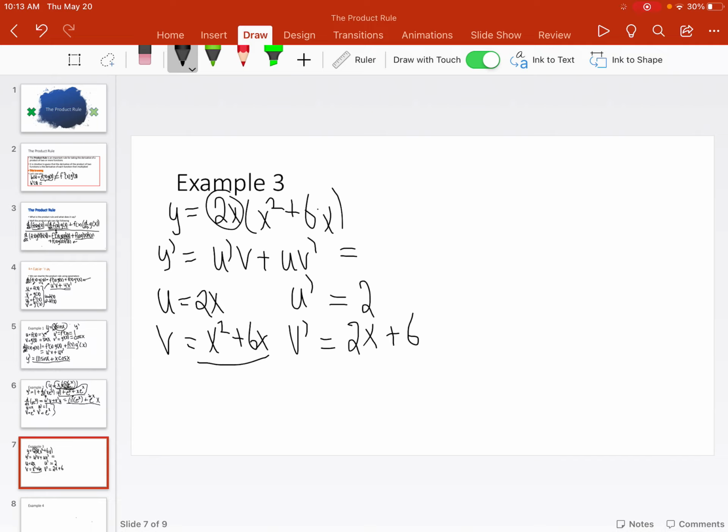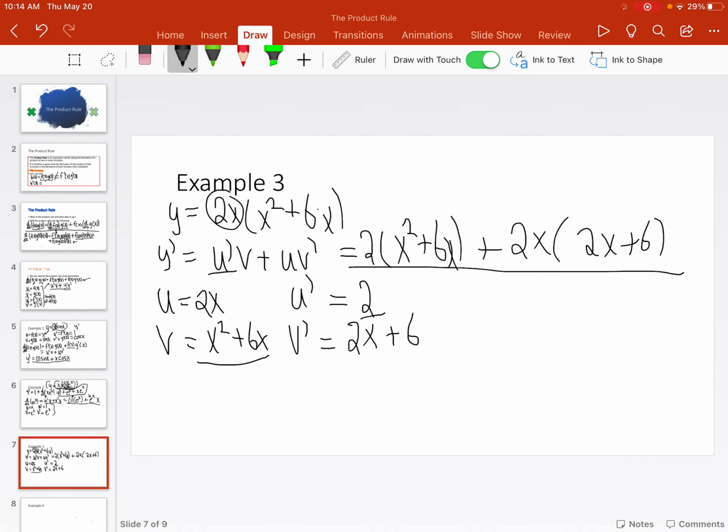Well, what's u prime? It's our first term, right? Well, it's just 2. So 2. Well, what's v? Well, v is just x squared plus 6x, plus, well, okay, so what's u? Just u, not u prime, just u. Well, it's just 2x. And what is v prime? Well, v prime is just 2x plus 6. There we go, we're done.